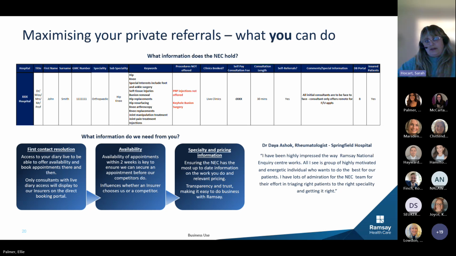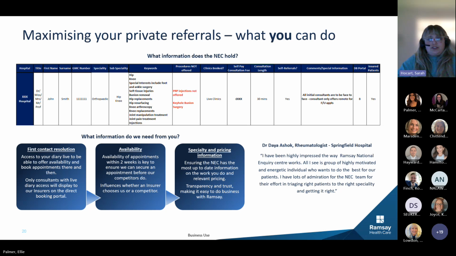That leads on to availability. So availability within the first 2 weeks is really key to ensuring more appointments get booked. We want to secure an appointment for you, but also for our patients before our competitors manage to. And for our key insurance companies as well, that we've gone over a little bit earlier, they do obviously refer a lot of patients into us. So good availability also ensures that they choose Ramsay.